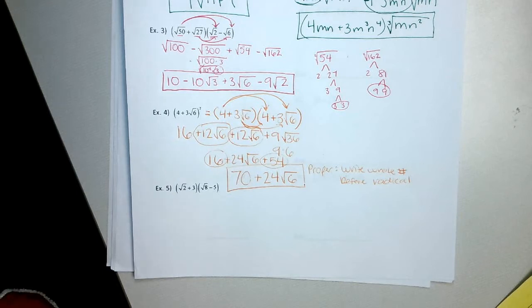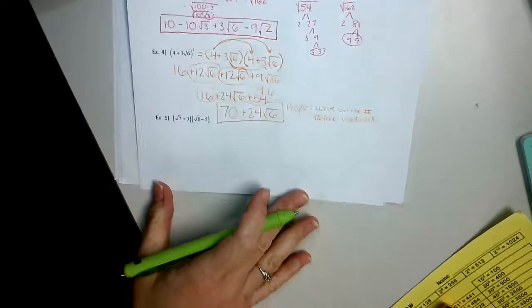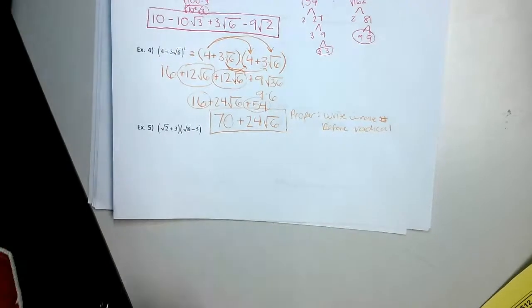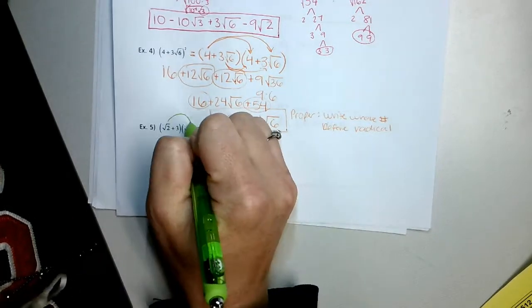Okay, I'm going to actually do this last problem, and I'm going to do one of them from the practice with you because it's a little different. So let's look at number 5. So again, same concept. We have to double distribute. So here, they're both radicals. What's 2 times 8?